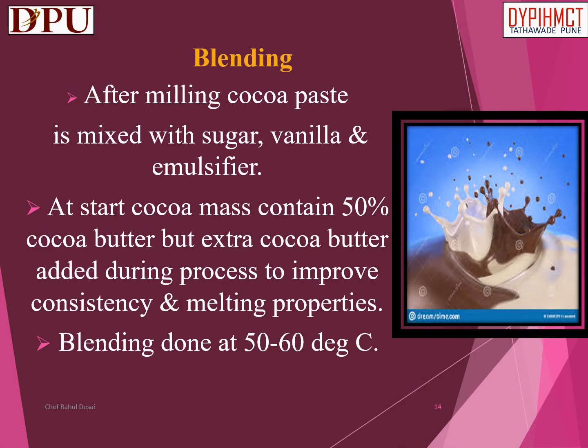Blending: after milling, the cocoa paste is mixed with sugar, vanilla and emulsifier. At the start, cocoa mass contains 50% cocoa butter, but extra cocoa butter is added during the process to improve consistency and melting properties. Blending is done at 50-60 degrees C.